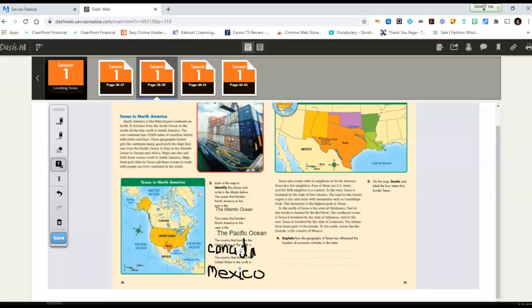So I want you to understand that the state of Texas has ports. So we do have products that are imported and exported out of our ports onto ships in the state of Texas, right? There's also a travel industry.